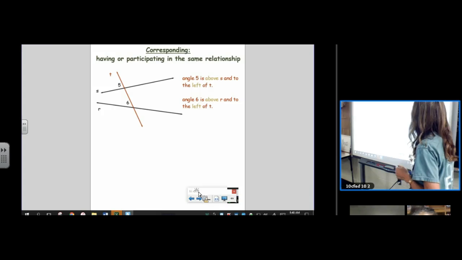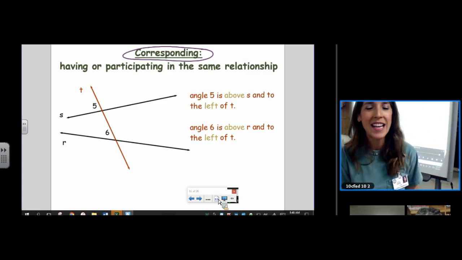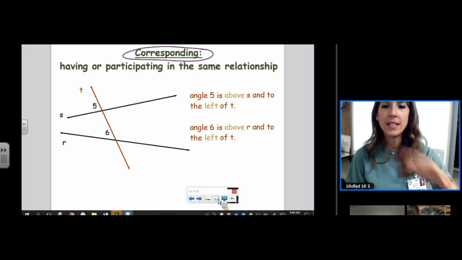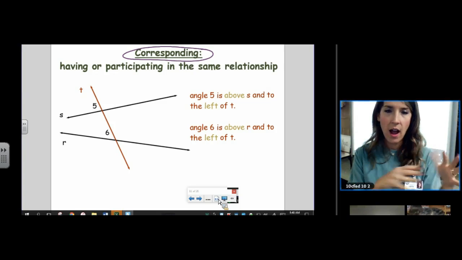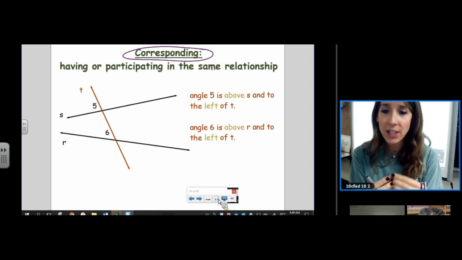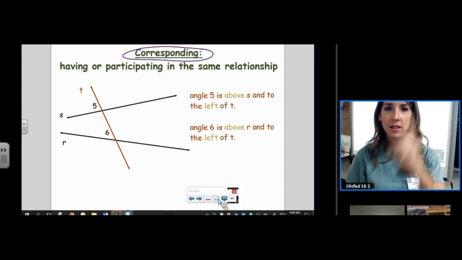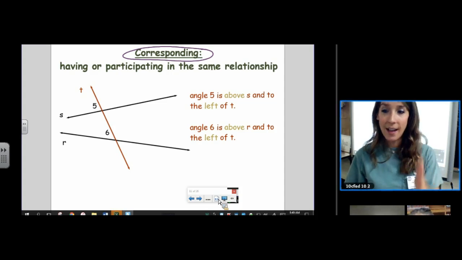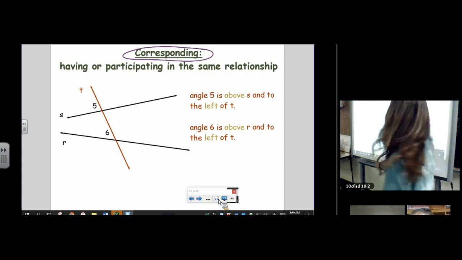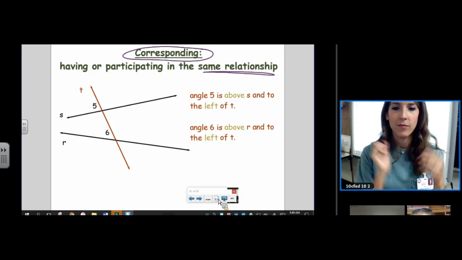The next word that we're going to use is this word corresponding. When you Google it, when you look it up in the dictionary, it says having or participating in the same relationship. So 5 and 6, those 2 angles, kind of look at where they are. How are they different from the other ones? 5 and 6 are having or participating in the same relationship compared to the lines. For example, 5 is to the left of T and above S. Left above. 6 is to the left of T and above R. Left and above. Since they're both left and above, they both have the same relationship compared to the lines, so we name them corresponding angles. Corresponding angles.